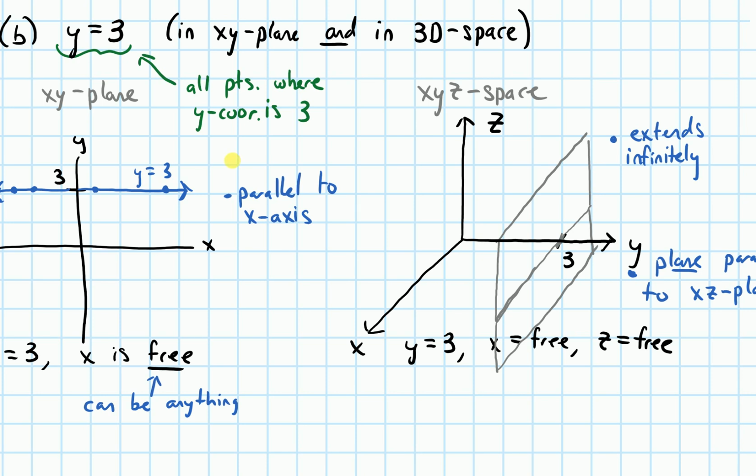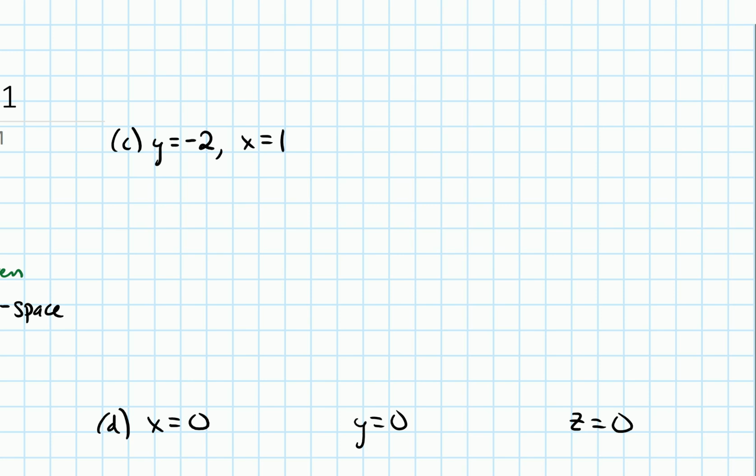All right, so let's do another example. Okay, part C. Now I want to draw y equals -2 and x equals 1. So there are 2 conditions that I need to satisfy. There's no z being described, which means that z is free. So z is going to be allowed to be whatever we want. So let's draw our axes. So we'll have a z-axis, an x-axis coming out of the page, and a y-axis.